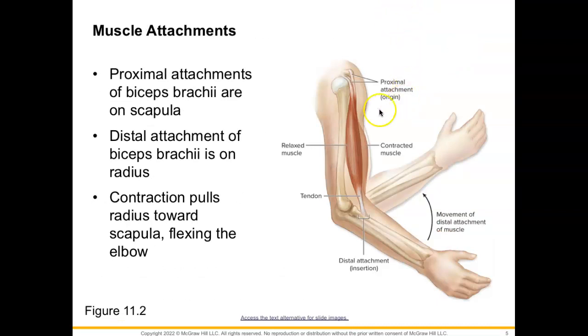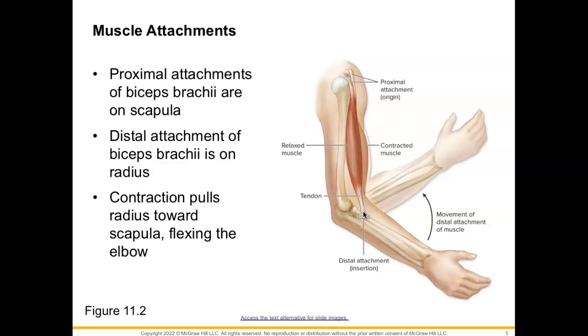So let's take a look at that biceps brachii just a little bit more specifically. In its proximal attachments, we have attachments to the scapula. That long head of the biceps brachii is going to attach to the supraglenoid tubercle, whereas the short head is going to attach to the coracoid process. And the distal attachment is going to insert itself on the radial tuberosity.